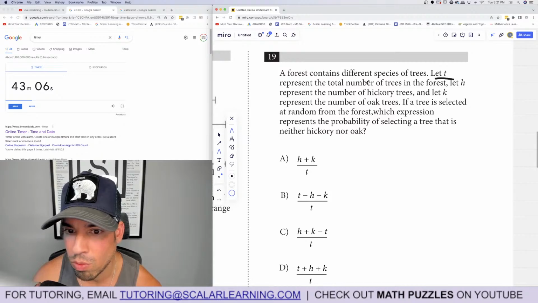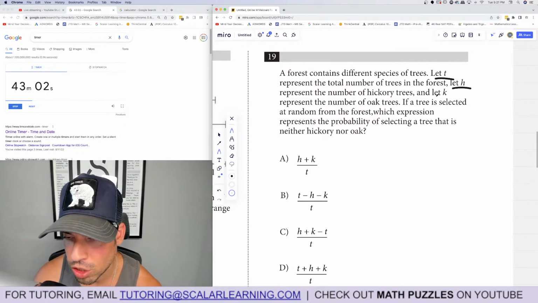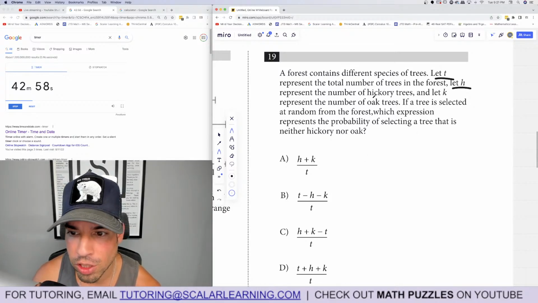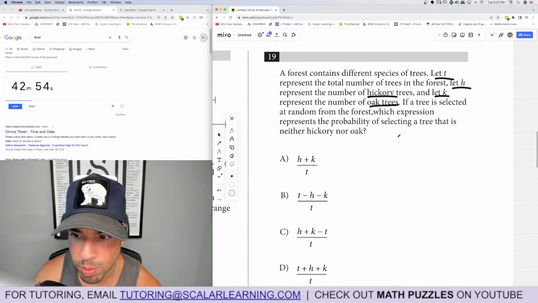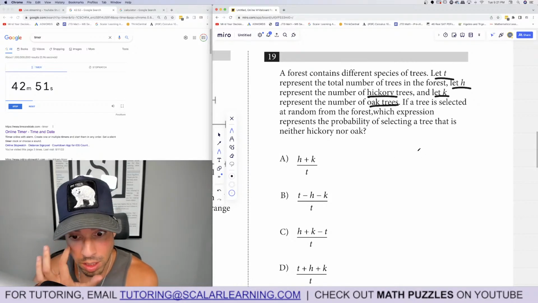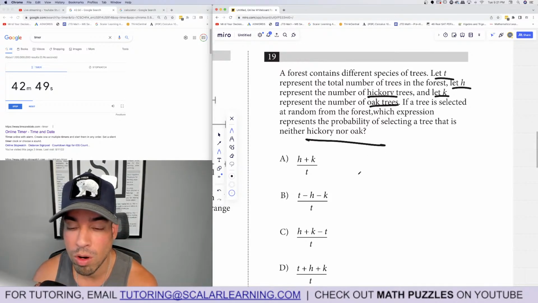19. A forest contains different species of trees. Let T represent the total number of trees in the forest. Let H represent the total number of hickory trees. So T is total. H is hickory. K is oak. If a tree is selected at random from the forest, which expression represents the probability of selecting a tree that is neither hickory nor oak?